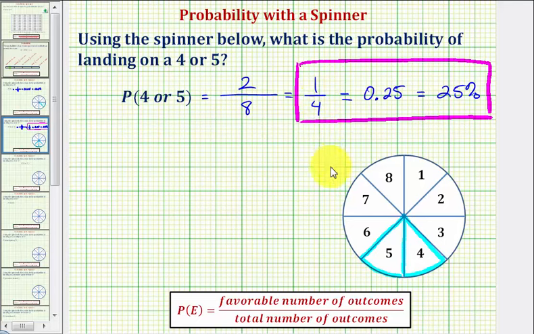Before we go, let's talk about what this means. If the probability is 1/4, this means theoretically we expect it to land on a 4 or a 5 one time out of every 4 spins. Or as a percentage, we expect the spinner to land on a 4 or a 5 25% of the time, or 25 times out of 100.